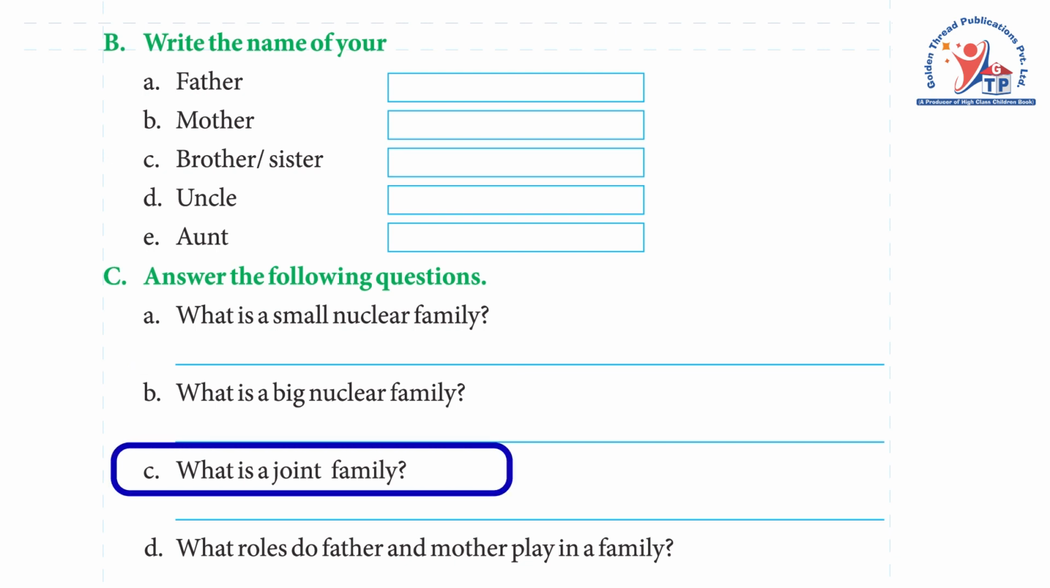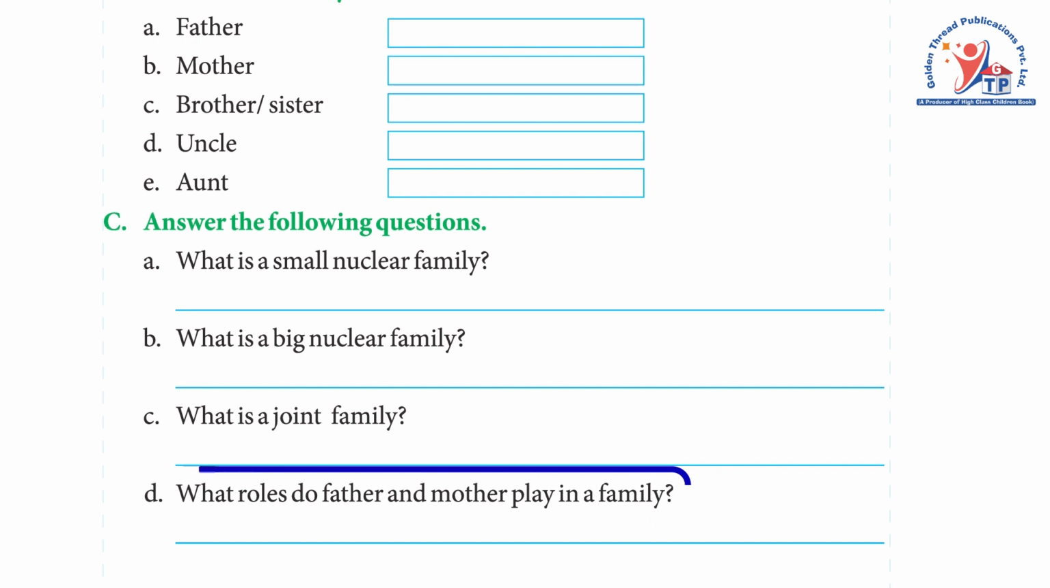C. What is a joint family? Answer: a family that has more than one set of parents and their children living together in the same house is called a joint family. D. What roles do father and mother play in a family? Answer: father and mother protect their children and prepare them for the future.